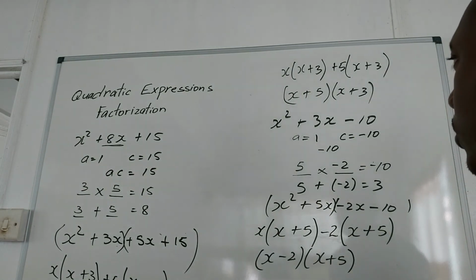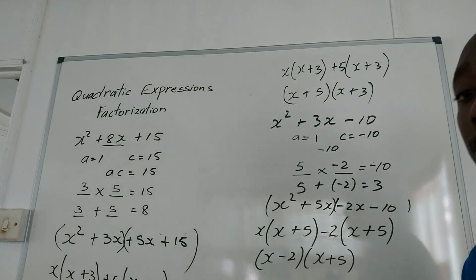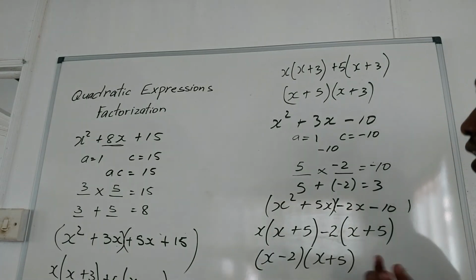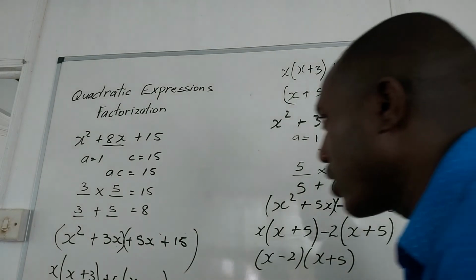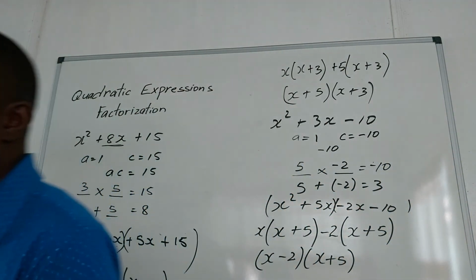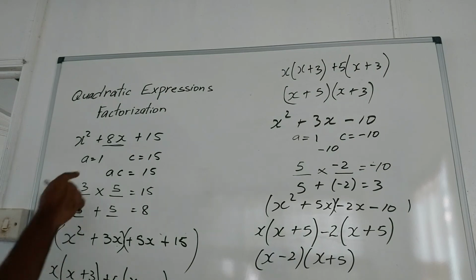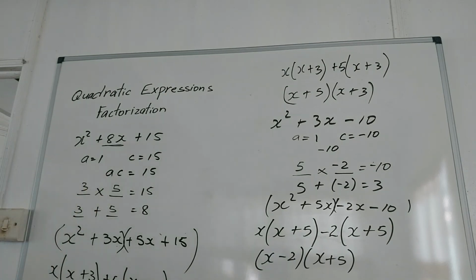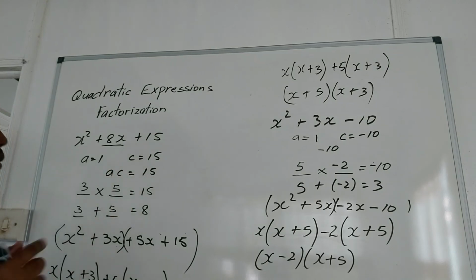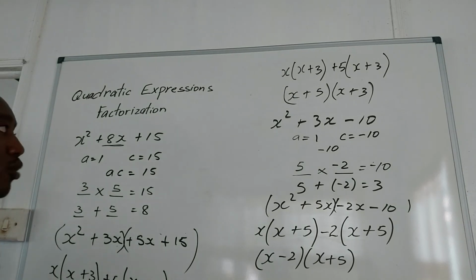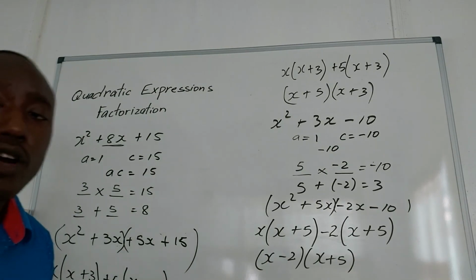In our next lesson, we will do some more examples of factorization of quadratic expressions. So remember the 4 steps. Step 1, multiply a and c. Step 2, find 2 numbers that when you multiply, you get ac, and when you add, you get the value of b. Step 3, rewrite the quadratic expression. And step 4, factorize completely.